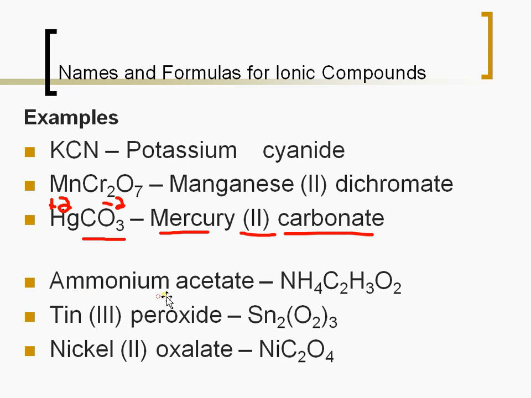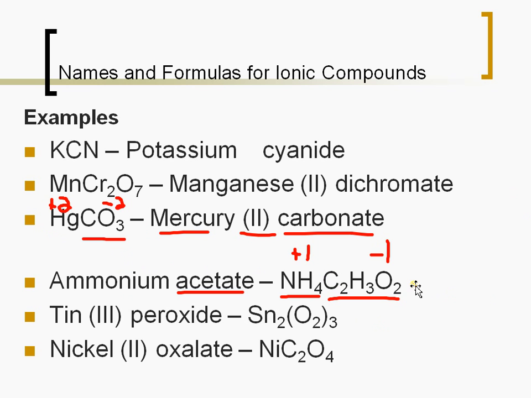So ammonium is a polyatomic ion, and ammonium has a +1 charge. So here's ammonium, and it's got a +1. Acetate over here, C2H3O2, has a -1 charge. So these two will cancel each other out, and you have ammonium acetate. And if you didn't memorize your polyatomic ions, you'll be completely clueless as to what this is.